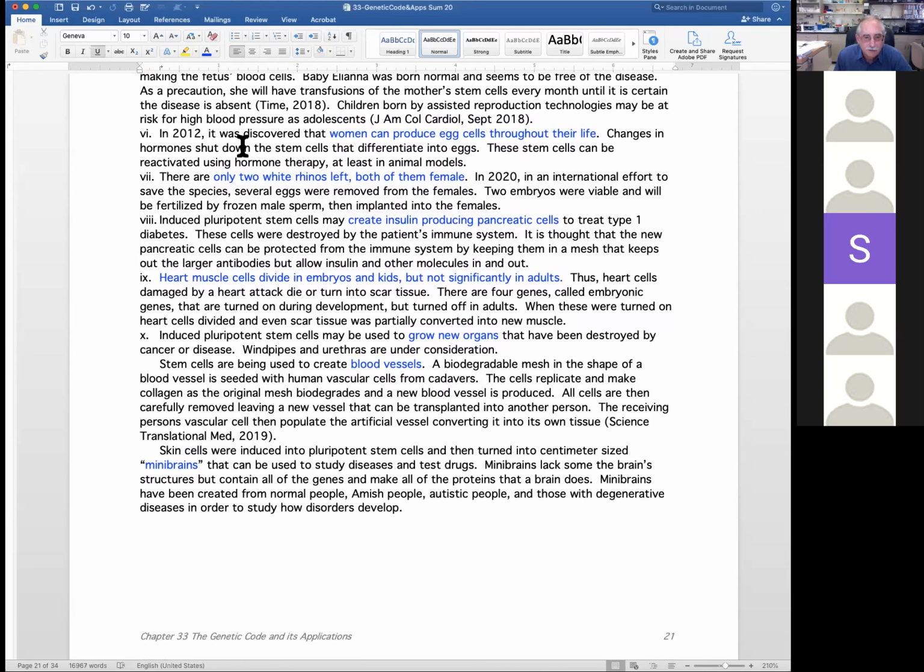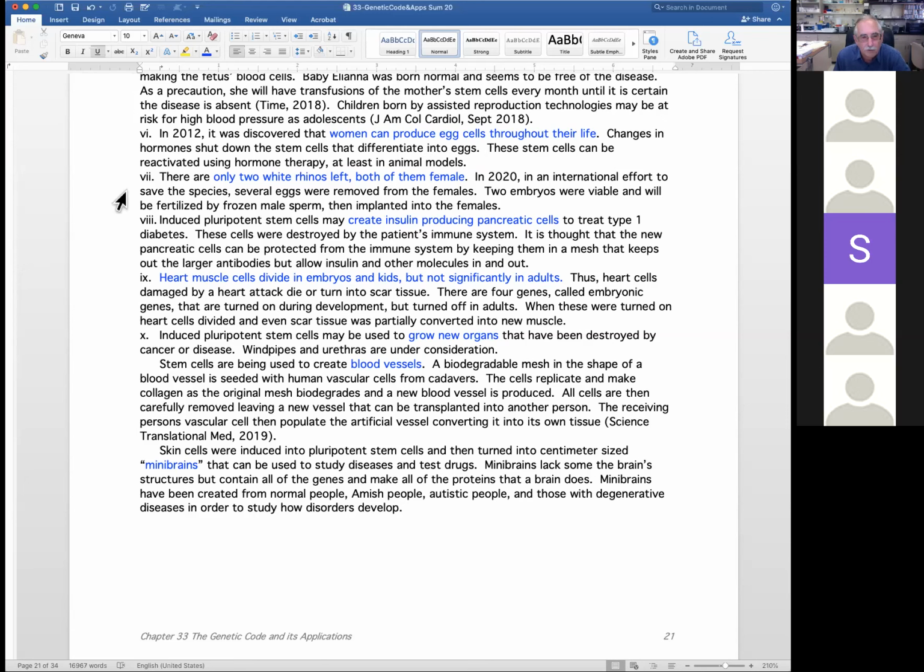So about 8 years ago, they found out that women can produce egg cells throughout their life. Changes in hormones is sometimes what causes the shutdown for stem cells to differentiate into egg cells. So with hormone therapy, at least in animals, they're able to get stem cells from these egg cells.